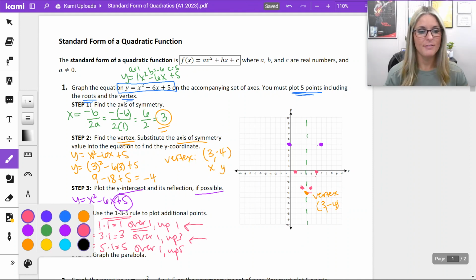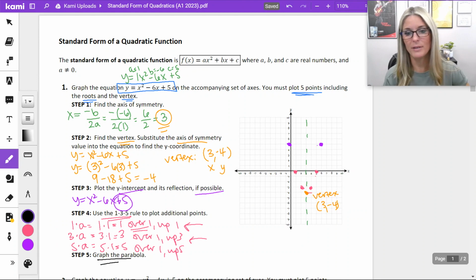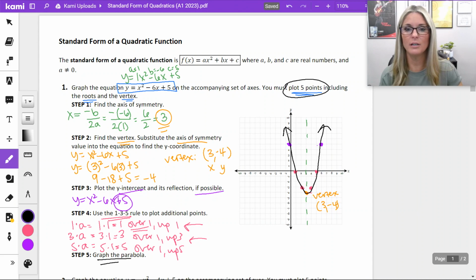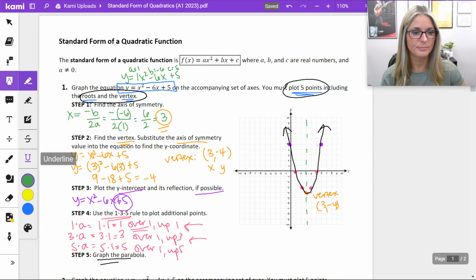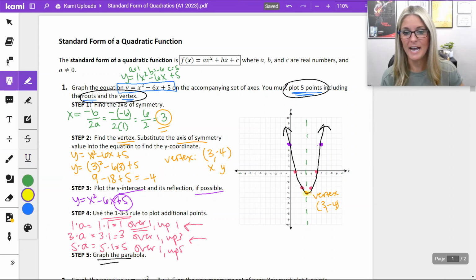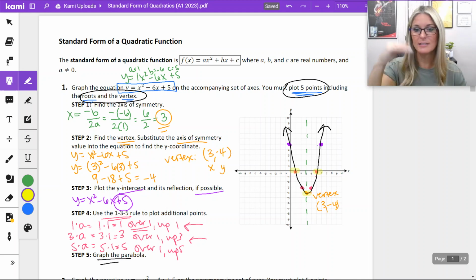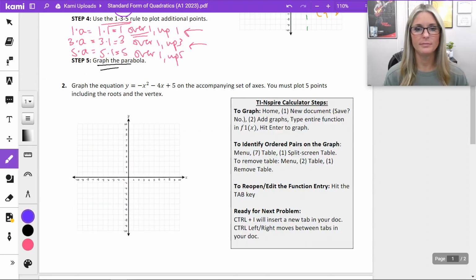I'm going to do step number 5. I'm going to graph my parabola, just connecting my points. And then let's recall what we said about the directions. Delta Math says we can only include 5, and they have to be the roots and the vertex. So let's highlight here. When I graph it, I have to include this vertex point and these 2 roots or x-intercepts. You can pick the other 2 points that you want to use, but we have to have those 3 specifically, the vertex and the 2 roots, and then you pick another 2 points to plot there.